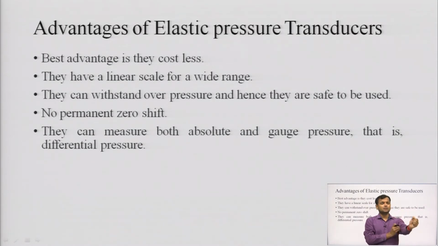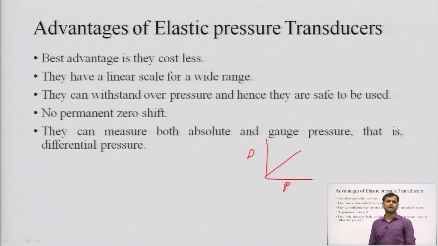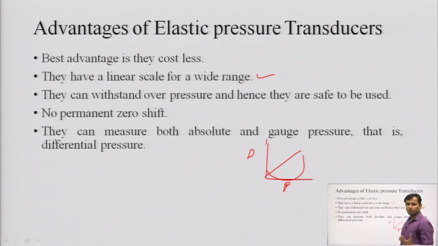That means when you are applying the pressure, you are getting the displacement, and there will be a linear relationship between the pressure and the displacement. So, that follows one of the basic characteristics of instrumentation, that the relationship between pressure and displacement, the output, is linear. So, they have a linear scale for a wide range of application, not for the low ranges, but for the wide range of application.